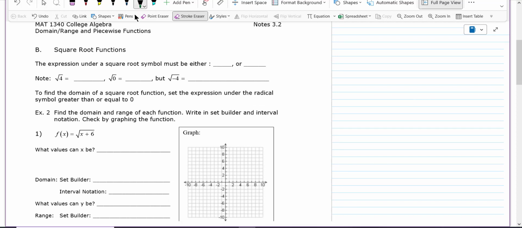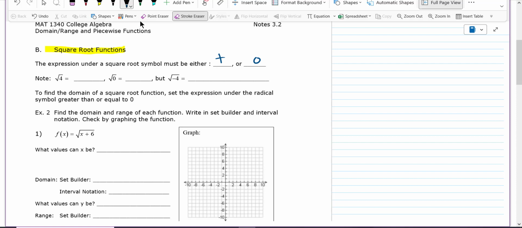Okay, next thing we're going to go to is square root functions. So what I'm doing is, we're analyzing different types of functions. Okay, so whenever you have a square root, the number under the symbol must either be a positive number or it must be 0. Okay, let me explain that.